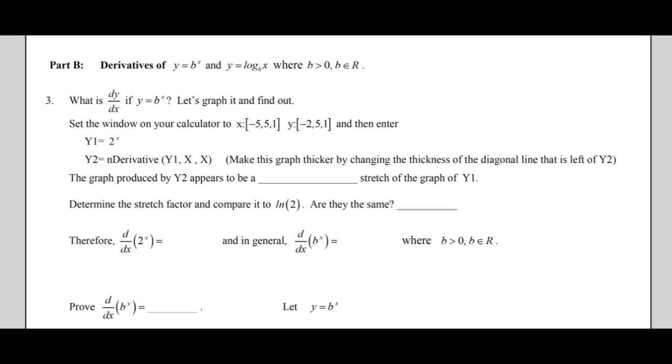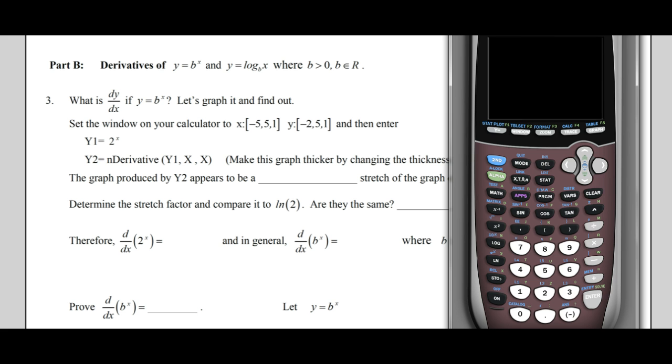Part B, derivatives of y equals b to the x. So what do we do with exponential functions, right? 2 to the x, 10 to the x, whatever. And y equals log base b of x. So we've done ln, or log. What do we do with log base b? What is dy by dx if y equals b to the x? Let's graph it and find out.